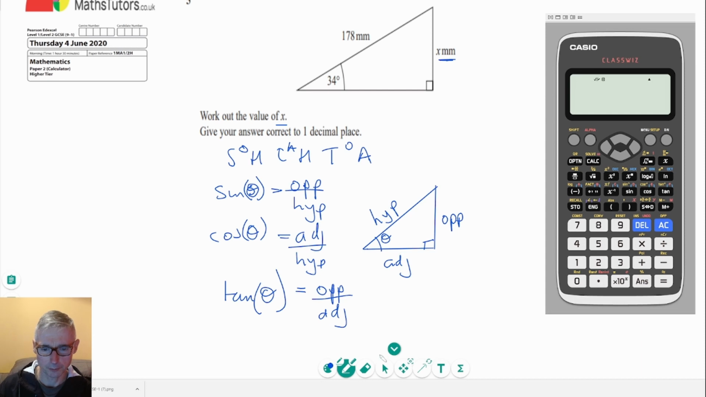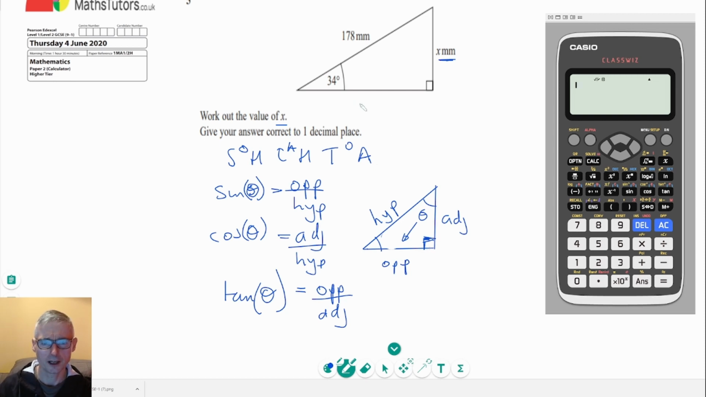And actually, it's important to know that if the angle was in a different place, so let's say it wasn't there anymore, but it was there, then the opposite and the adjacent would then flip over, because now this is the side opposite the angle, and this one is the adjacent to the angle. So it depends where the angle is as to which sides become the opposite and the adjacent. But the hypotenuse is always the longest side that's opposite the right angle.